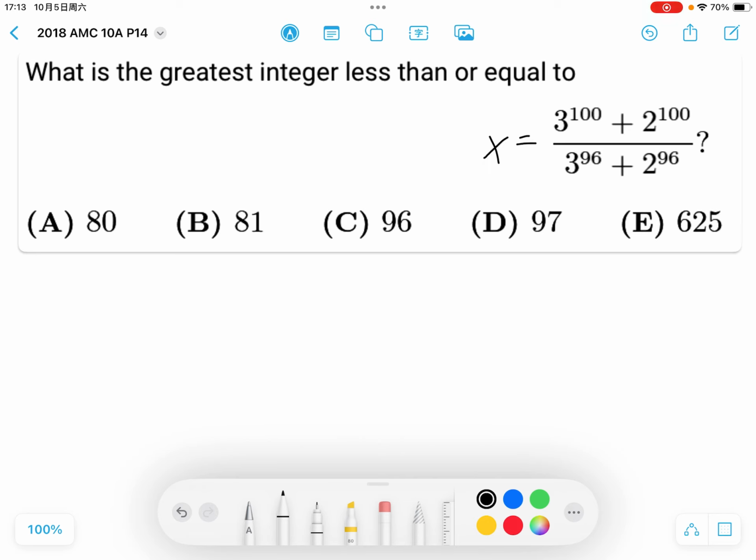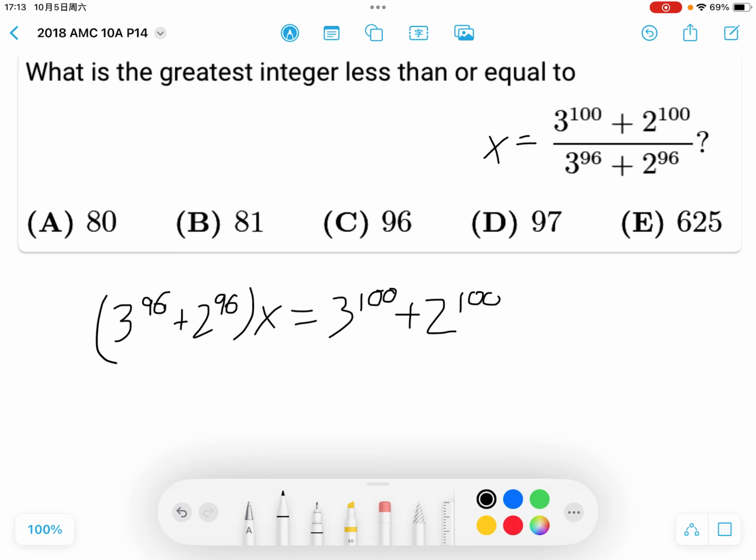So x equals this huge fraction. So we can multiply both sides by the denominator, right? And then we know that 3 to the power of 96 plus 2 to the power of 96 times x equals 3 to the power of 100 plus 2 to the power of 100. Now we're gonna take a look at what x is, because if we find x, then we find the answer, x the answer, right?